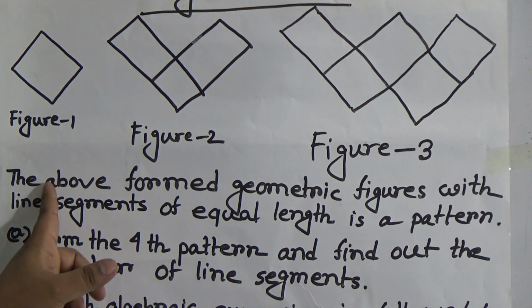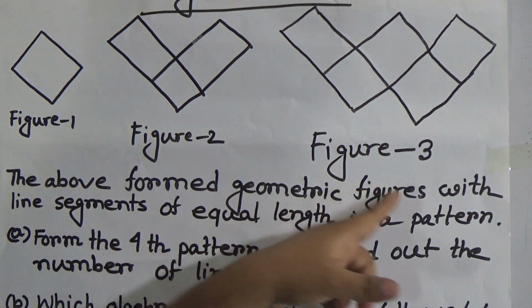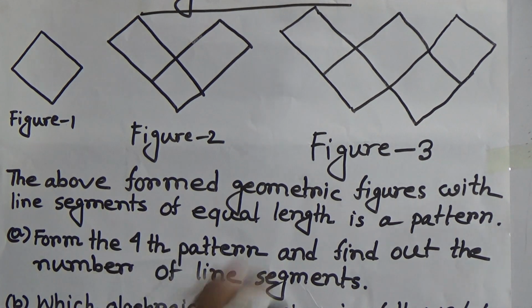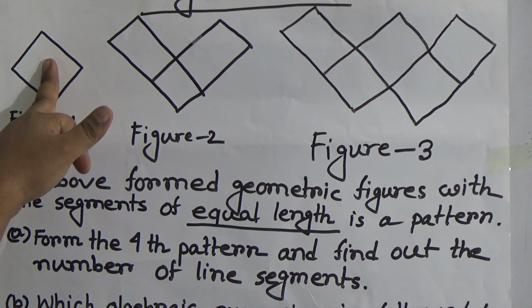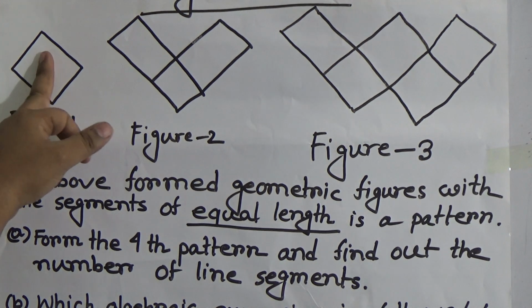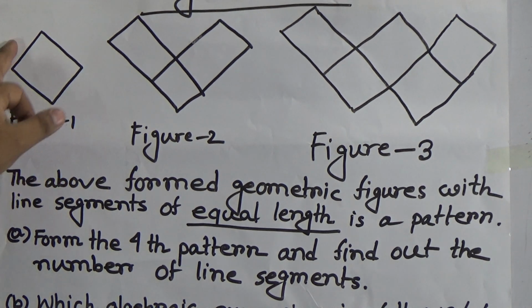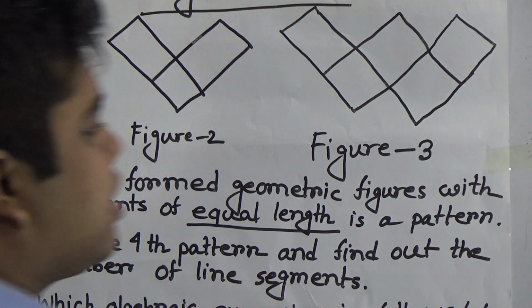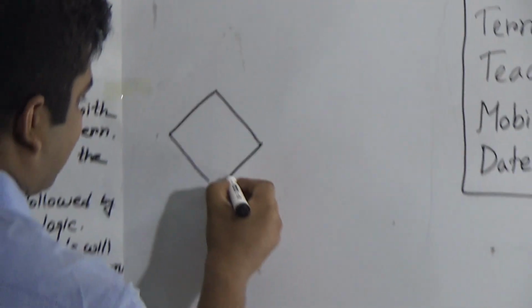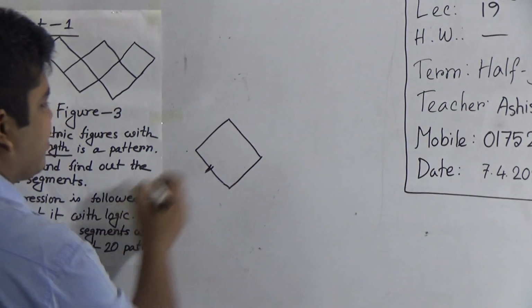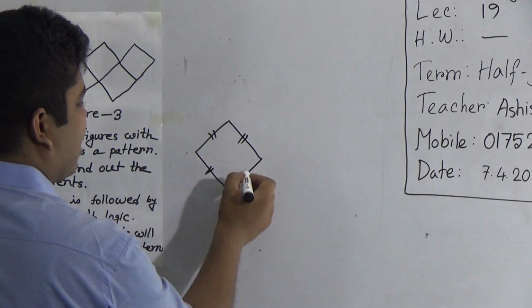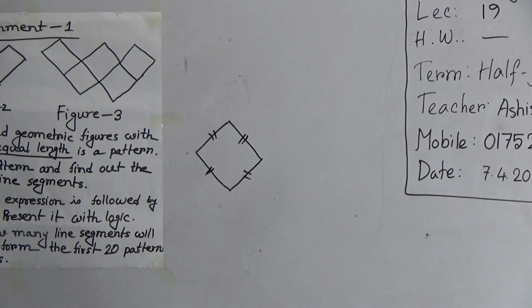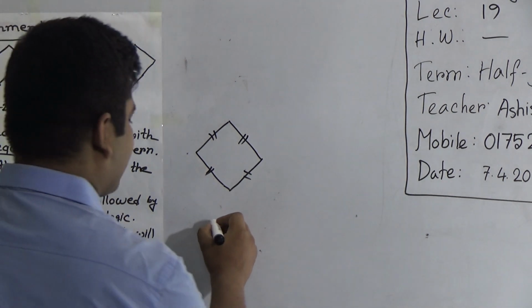Here you notice the above formed geometric figures with line segments of equal length. For line segments of equal lengths, dear students, it must be a square shape or a rhombus shape. So please notice all the sides will be equal. So the first figure is this. If this side is 5 centimeters, it will be 5, that will be 5 and that will also be 5. This is the first figure.